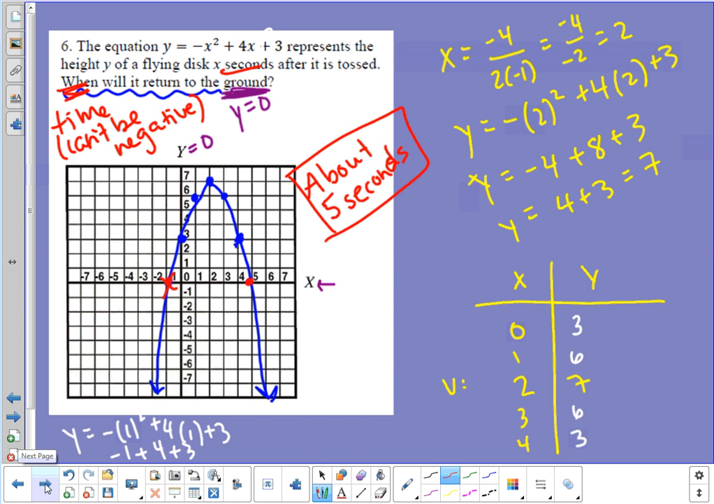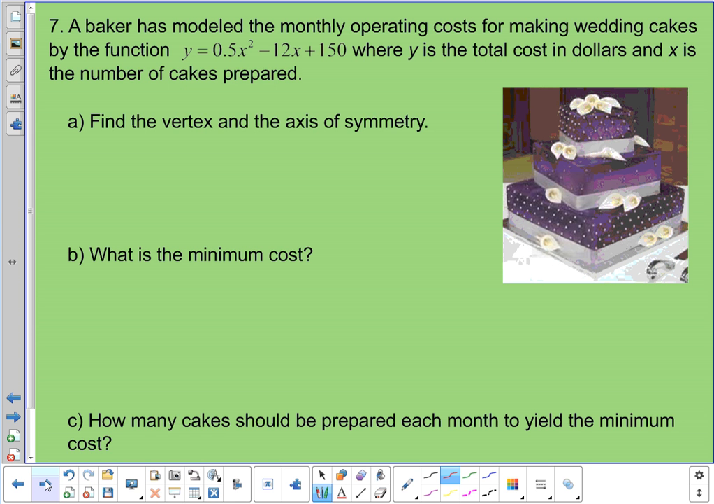Okay, last question. Number 7, it says a baker has modeled the monthly operating cost for making wedding cakes by the function y equals 0.5x squared minus 12x plus 150, where y is the total cost in dollars and x is the number of cakes prepared. So we want to start by finding the vertex, okay? Find the vertex. So I'm going to do that.